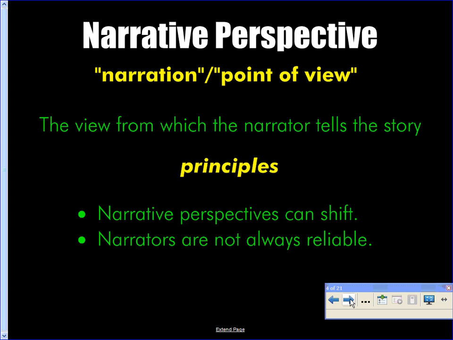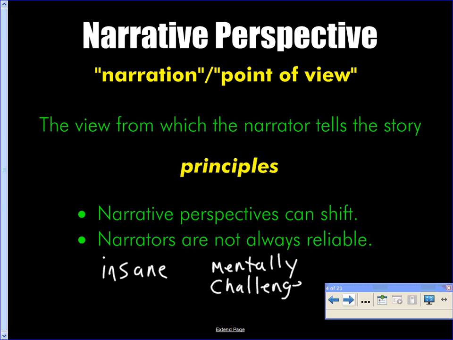Narrators are not always reliable. This is very, very interesting when you start to talk about narrators that can't be trusted for one reason or another. They might not be trustworthy because they are insane. They might not be trustworthy because they are, well, mentally challenged. They might not be trustworthy because they are biased, perhaps, in a story.